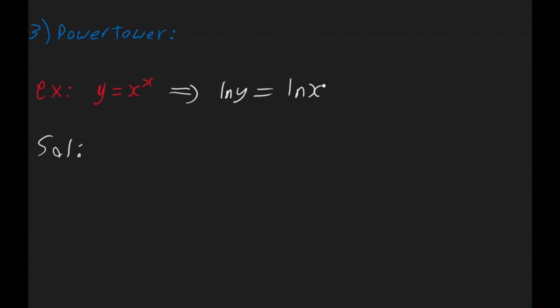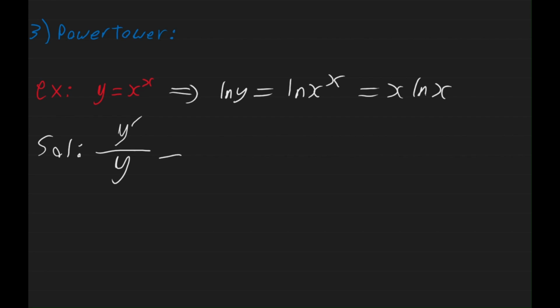Ln x power x. What's ln x power x? We can also write it as x ln x. Now we can differentiate it. It's a product rule now. So let's solve it. Ln y. What is the derivative of y? It's just y dash. We always do that in every example, we always say y dash, because we are differentiating with respect to x.